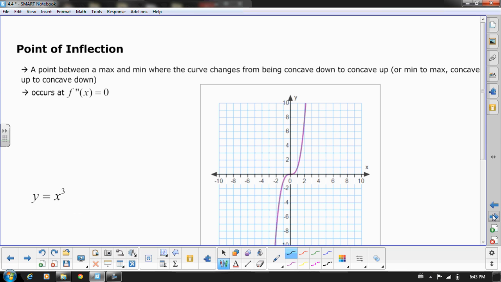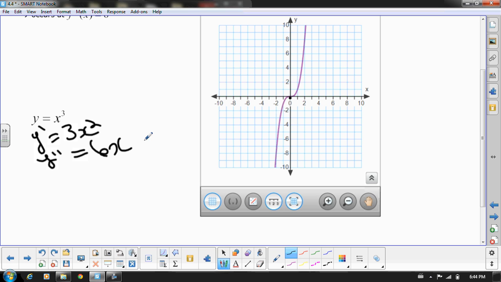All right. So right here, we have a curve, y equals x cubed. Right at this point right here, we call that a point of inflection. If we find the first derivative, y prime equals 3x squared, and then if I find my second derivative, y double prime is equal to 6x, if I set it equal to 0, so 0 equals 6x, I know that x has a value of 0.